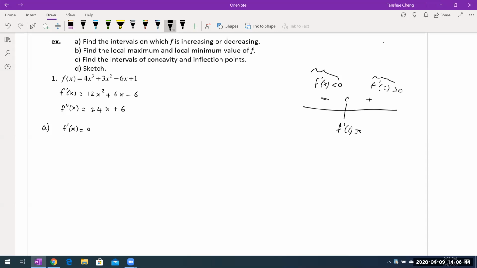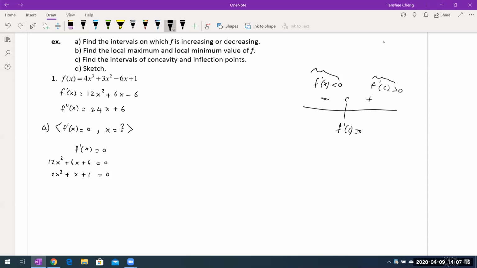So this is what I want to know. What is my x value? So that's by saying that f prime of x equals 0. So I'm setting up 12x squared plus 6x plus 6 equal to 0. Divide everything by 6. That will be 2x squared plus x plus 1 equal to 0. Are we all okay with this?